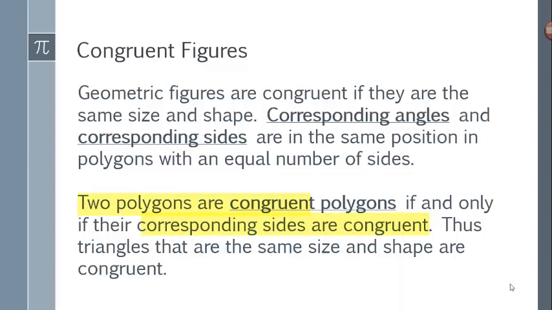Two polygons are congruent polygons if and only if their corresponding sides are congruent. Thus, triangles that are the same size and shape are congruent. Now, please notice that this says if their corresponding sides are congruent, then the polygons are congruent. It doesn't say anything about their angles. So just having three angles congruent in two different triangles is not going to be enough to prove triangles congruent. We need to know that their sides are congruent. There will be other ways that we will have to prove triangles congruent, but for now we're just going to be looking at their sides being congruent.